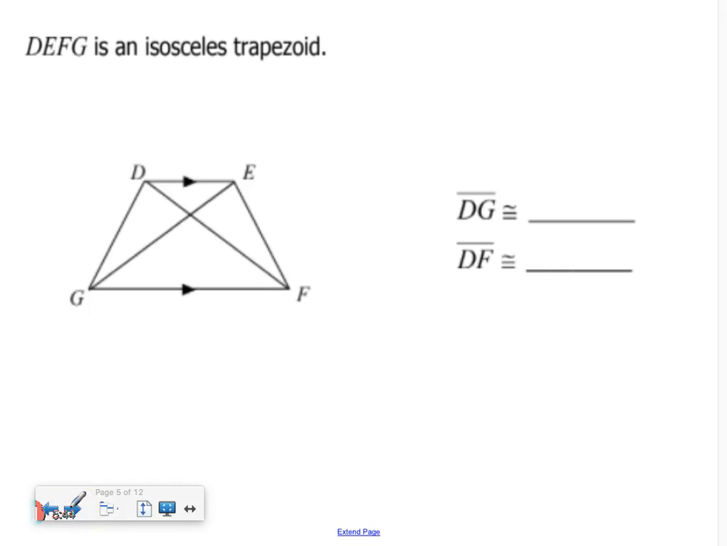Okay. We are given this is an isosceles trapezoid. So what is DG congruent to? EF. And I forgot to mention this, so I apologize. Your diagonals are congruent in an isosceles trapezoid. So DF is congruent to GE. Perfect.